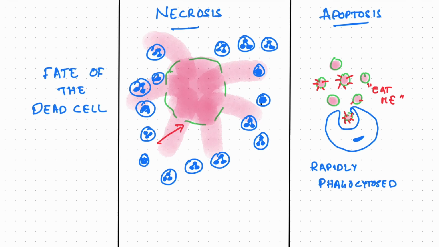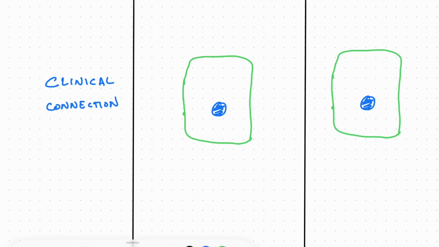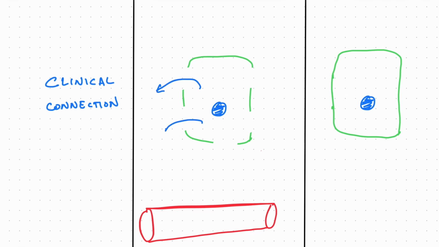Necrotic cells, on the other hand, are removed in the setting of tissue injury and inflammation. The cellular debris is eventually cleared by phagocytic cells only. There is also an important clinical consequence of the difference in membrane integrity. When necrotic cells lose their membrane integrity, intracellular proteins can leak into the circulation. We can use these proteins as markers of tissue injury.